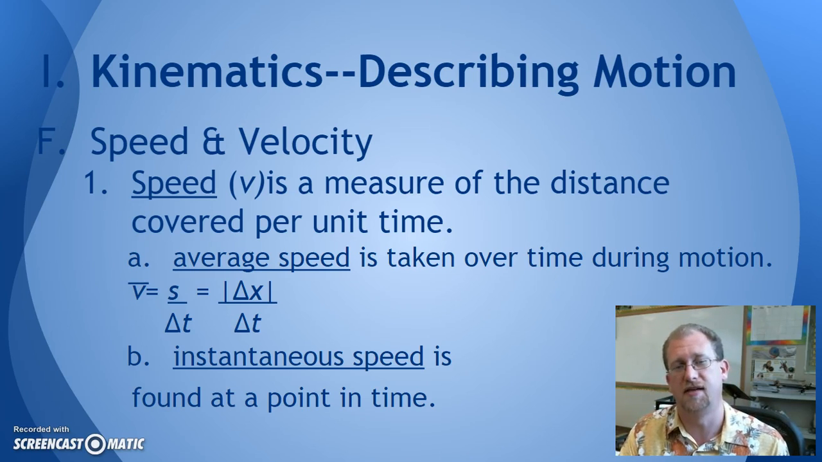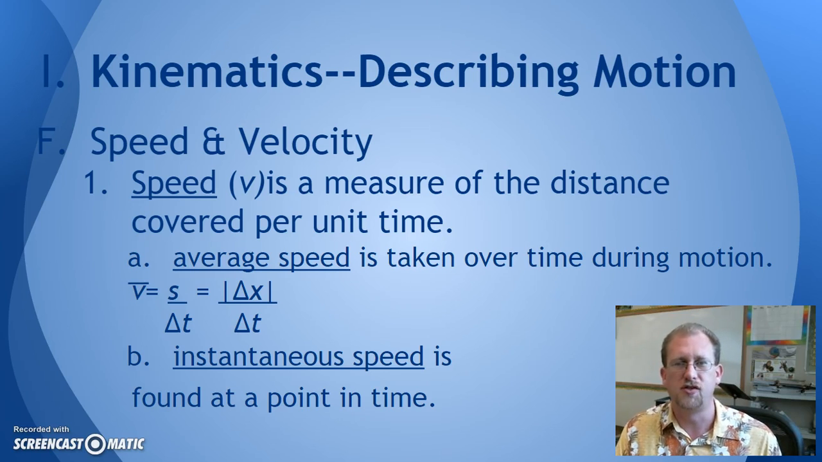Okay, some other distinctions we need to make. Speed and velocity. You are familiar with the concept of speed. Speed is tied to distance. How far did you go in how much time? And so that is a scalar measurement. It is always positive. You can't have a negative speed, okay? And it is looking at the distance covered per unit time. So the formula there for average speed is given to you.